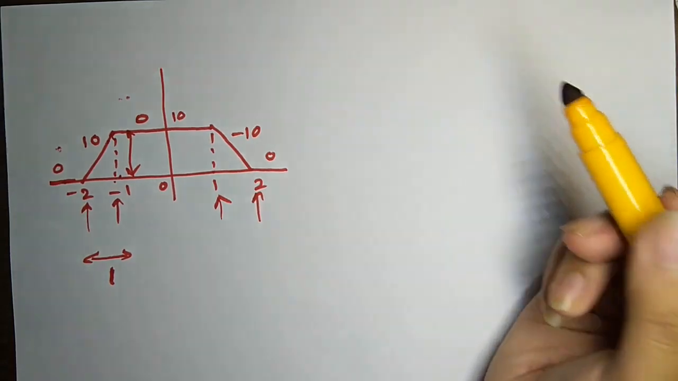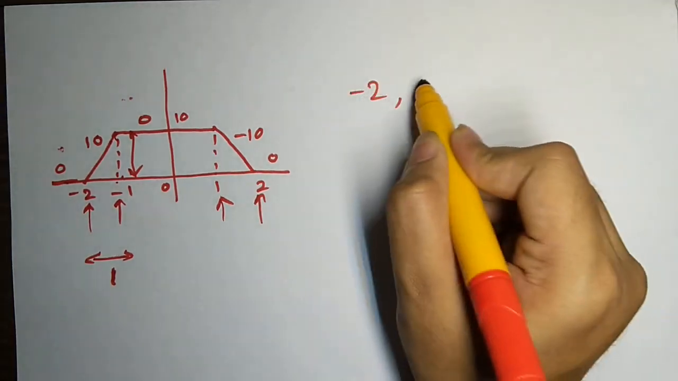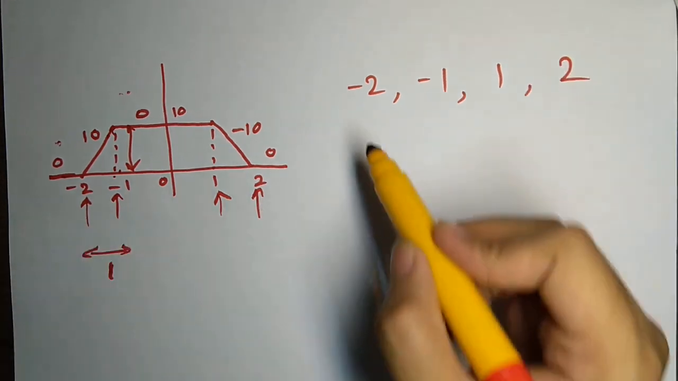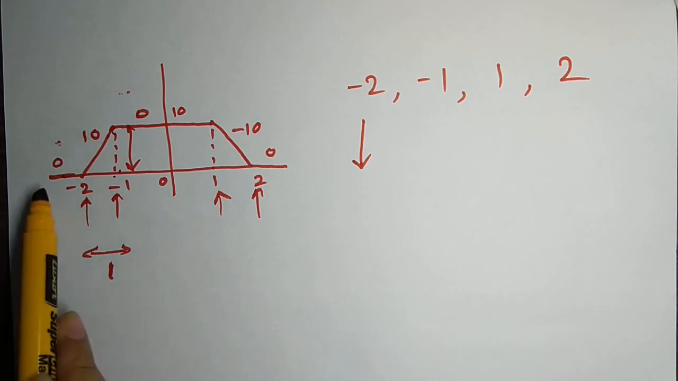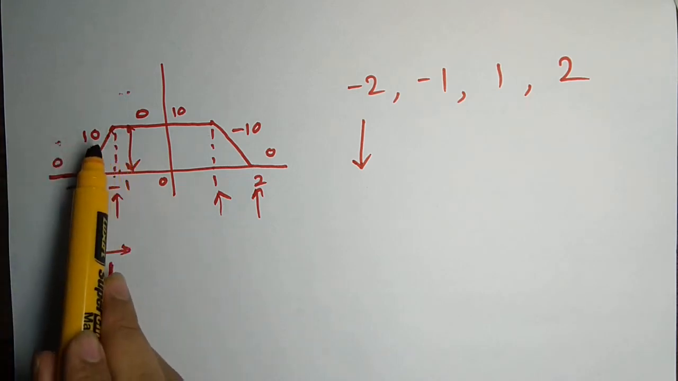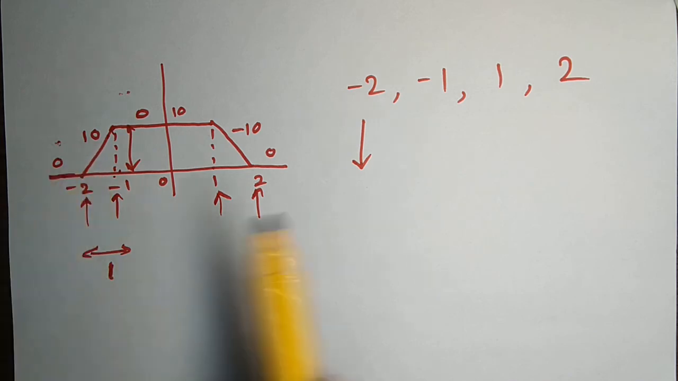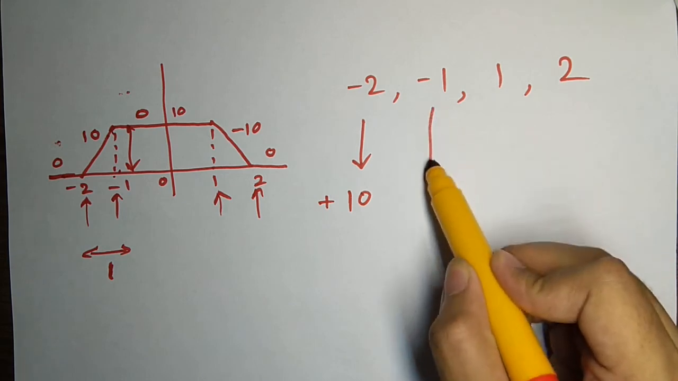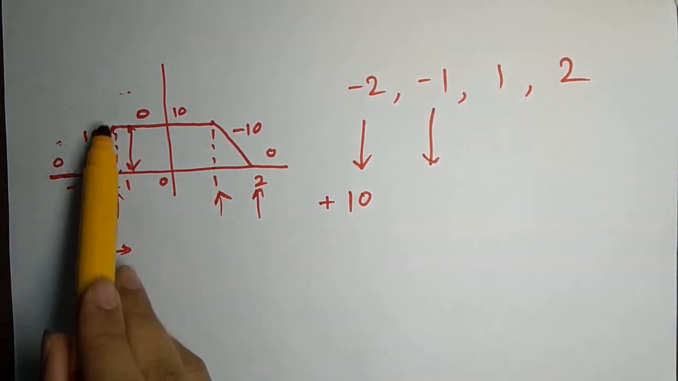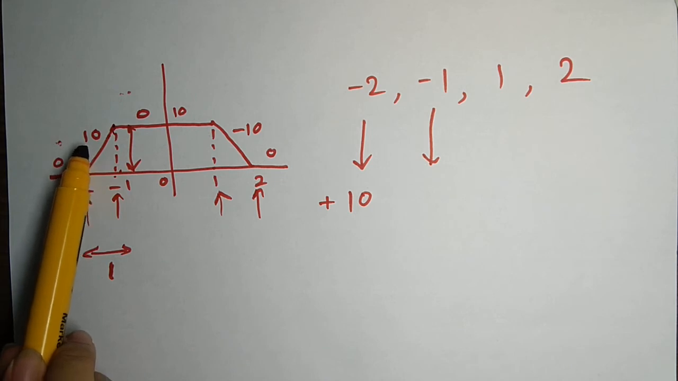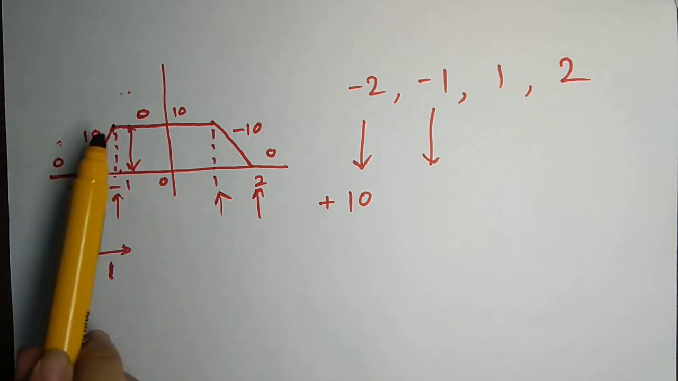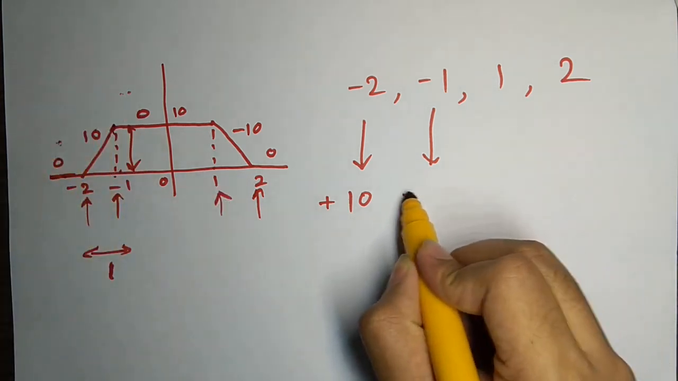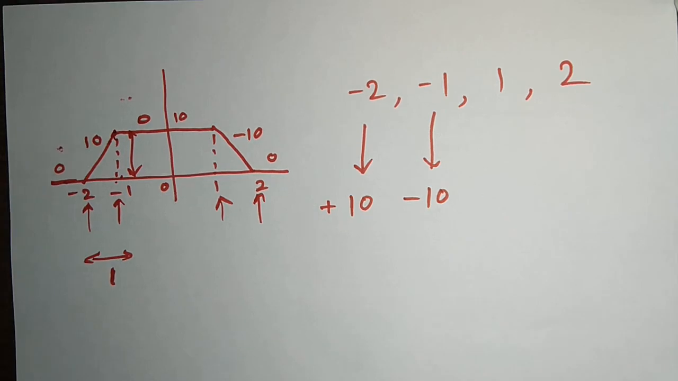So it is changing at which points? Minus 2, minus 1, 1 and 2. Now at -2, the slope changes from 0 to 10, that is 10 minus 0, that is plus 10. Correct. Now at -1, the slope changes from 10 to 0. That means final minus initial, that is 0 minus 10, that is minus 10. Right?